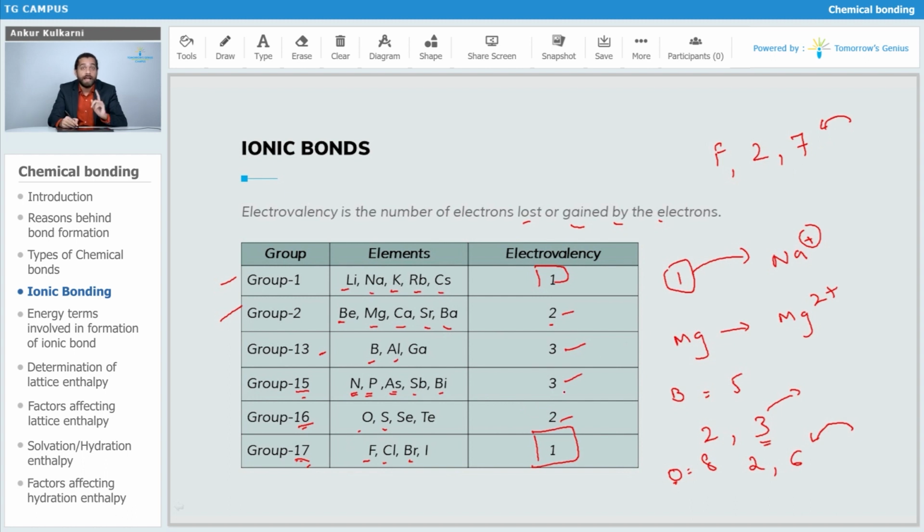Now let's move ahead. I hope this table is clear to you now. It is very important. Please mark this as important. So in the exam, a question can come where they give you the element and ask you what is the electrovalency of this element. So depending upon the group in which they are, you just have to give them the electrovalency. Simple. Now let's move ahead.